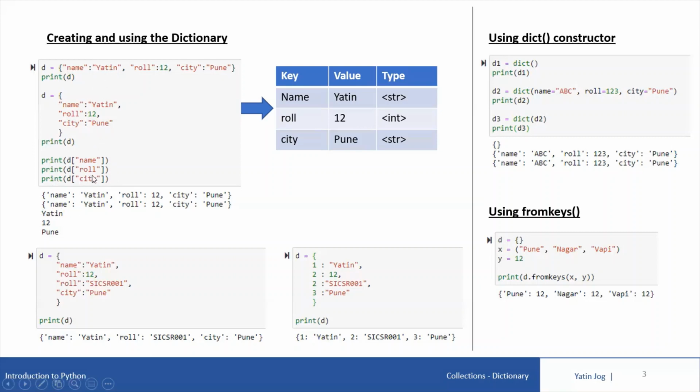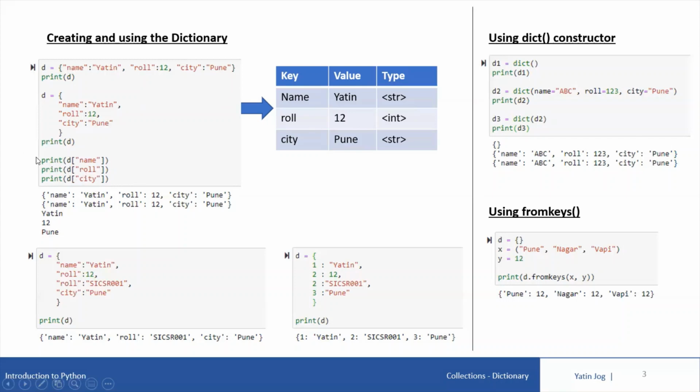What is the value of the key roll inside the dictionary D? It is 12, so it will print 12 on the screen. And what is the value of the key city inside dictionary D? It is Pune, so it will print Pune on the screen. So if you want to access individual elements, then you can access them by using their respective keys.